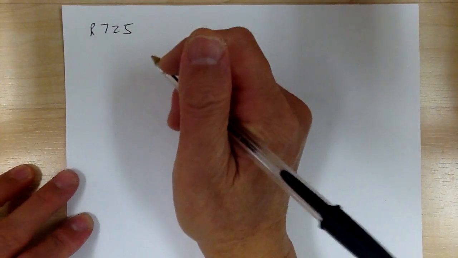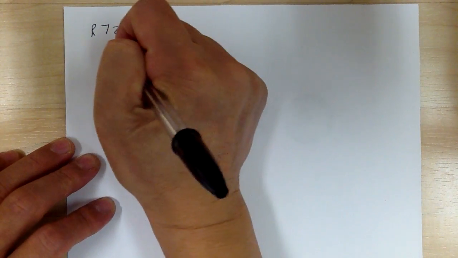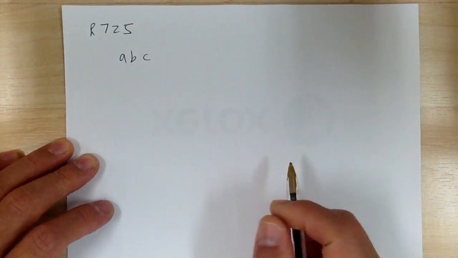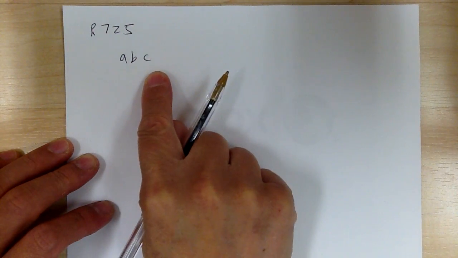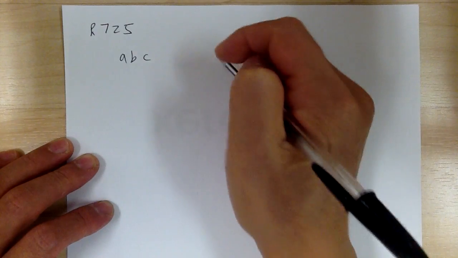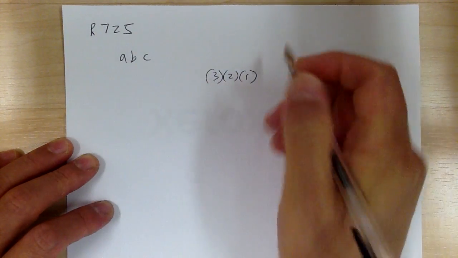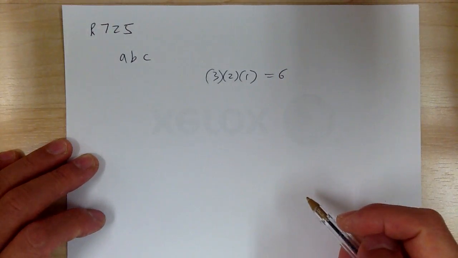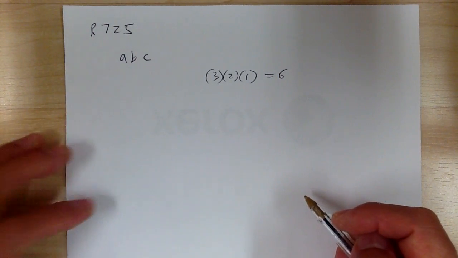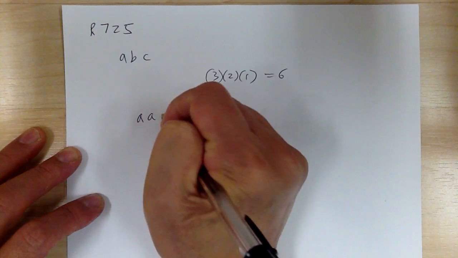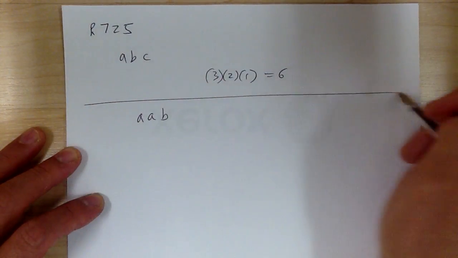For example, before, we had the arrangement of A, B, C. That is 3 items, so when you arrange, you get 3 times 2 times 1, the 3 factorial, which equals 6. But what happens if you have 2 of the same item, like A, A, and B? How many ways can you arrange?